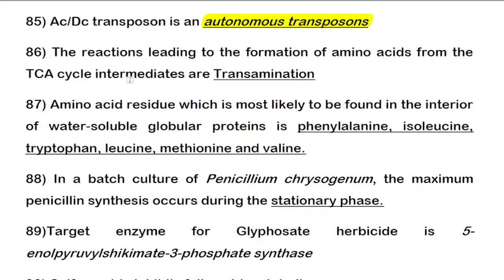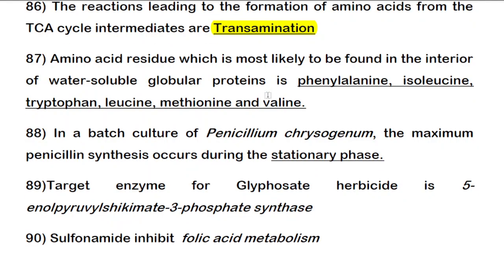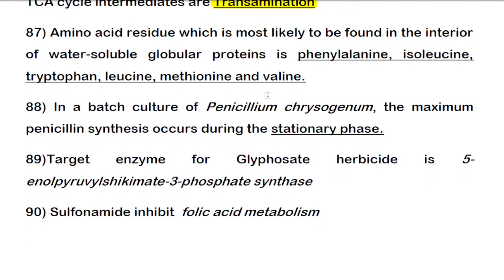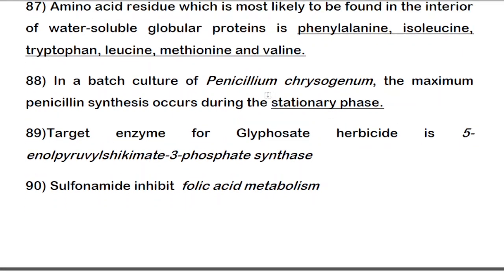86. The reaction leading to the formation of amino acids from TCA cycle intermediates is called transamination. 87. The amino acid residue most likely to be found in the interior: non-polar amino acids will be present in the interior, and phenylalanine, isoleucine, tryptophan, leucine, methionine and valine are those amino acids present inside the protein. Please tell me which amino acids will be present on the surface of a globular protein.